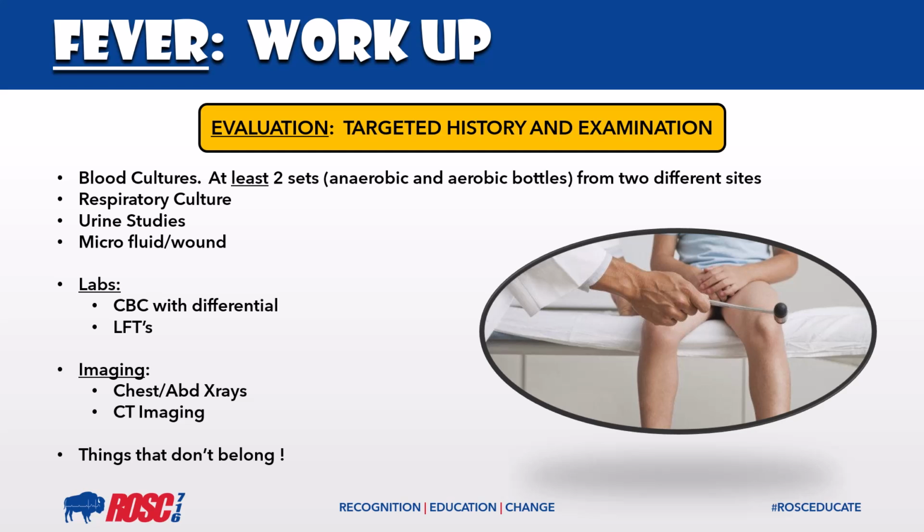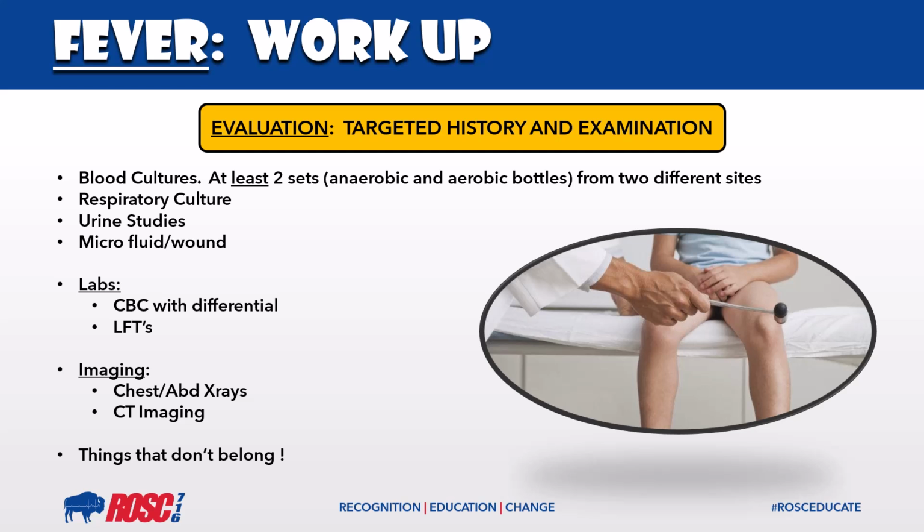It's important that we send at least 2 sets, anaerobic and aerobic, from 2 different sites. It's also important that these blood cultures are obtained with aseptic technique to avoid any contamination. And lastly, it's very important to fill the blood culture bottles as instructed by the manufacturer. If an insufficient amount of blood is put in one of those culture bottles, the sensitivity for the culture becoming positive is much lower.